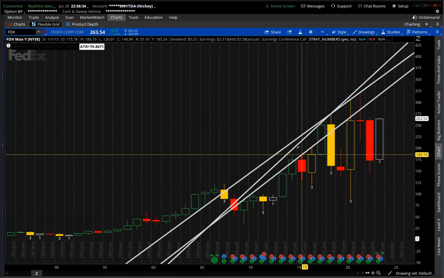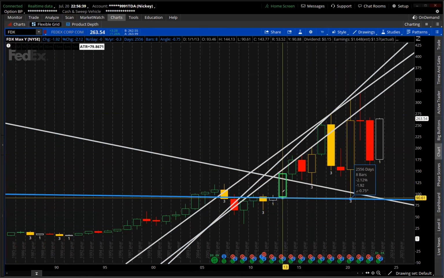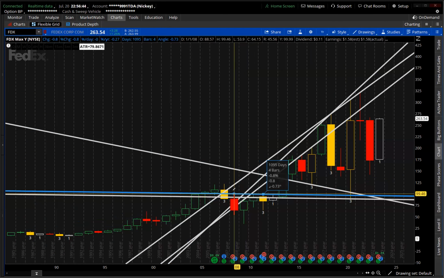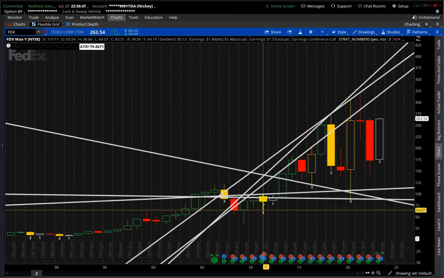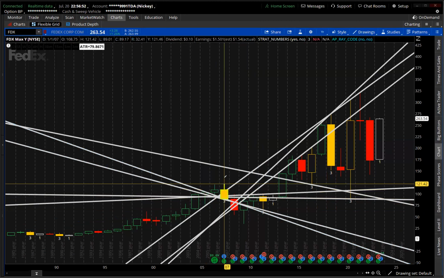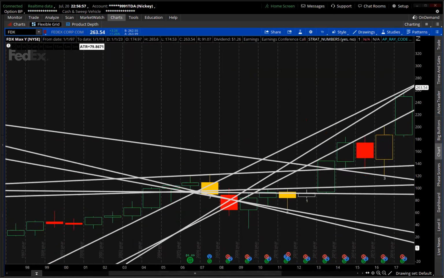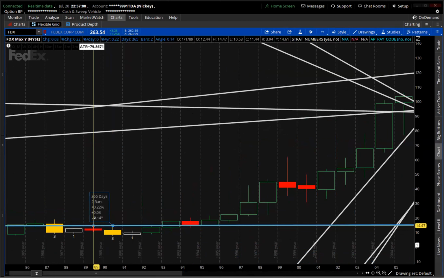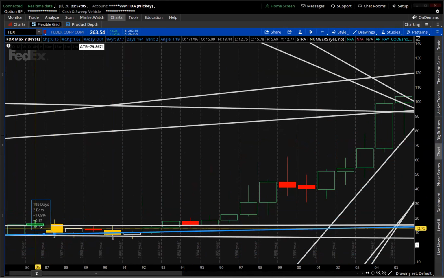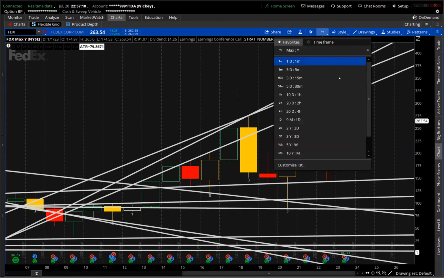FedEx is out of my league anyway. FedEx is kind of pricey. I don't think I've played FedEx, maybe once. I tend to be a little bit more conservative with my risk management, very much so these days. Some of the tickers that you guys play, I don't even bother to look at. And that may be bad because I may be missing opportunities. But I just got to be smart. Let's see.